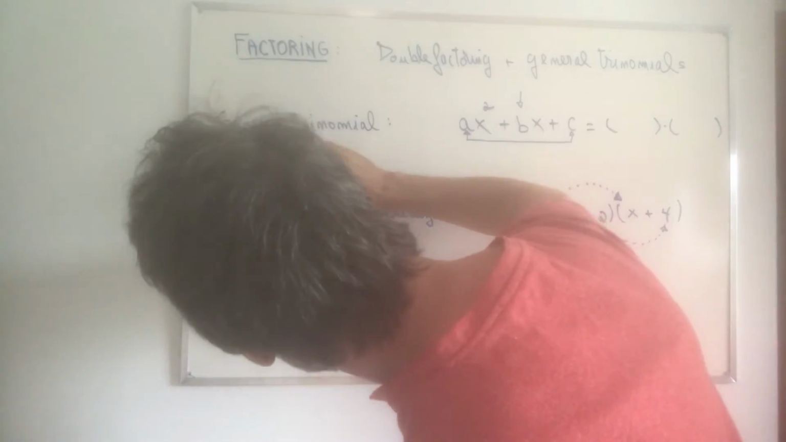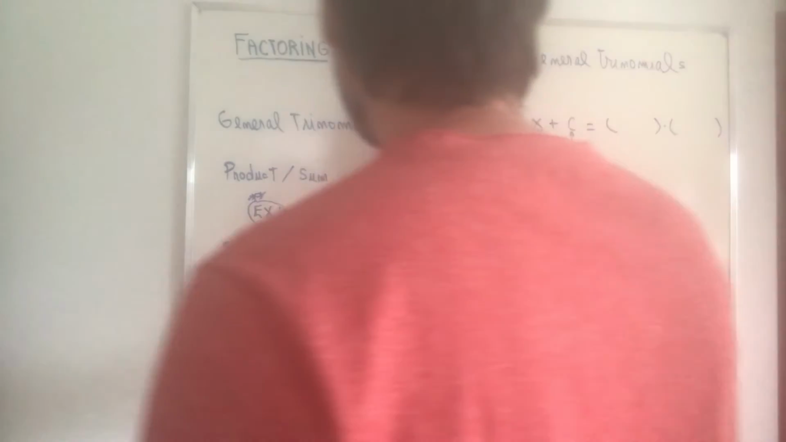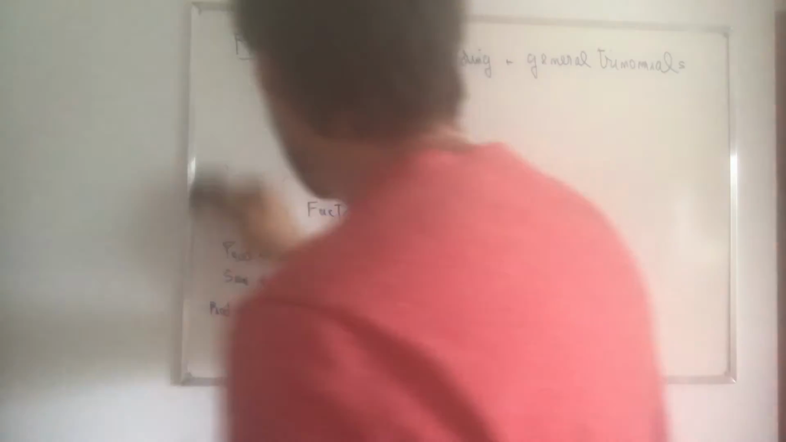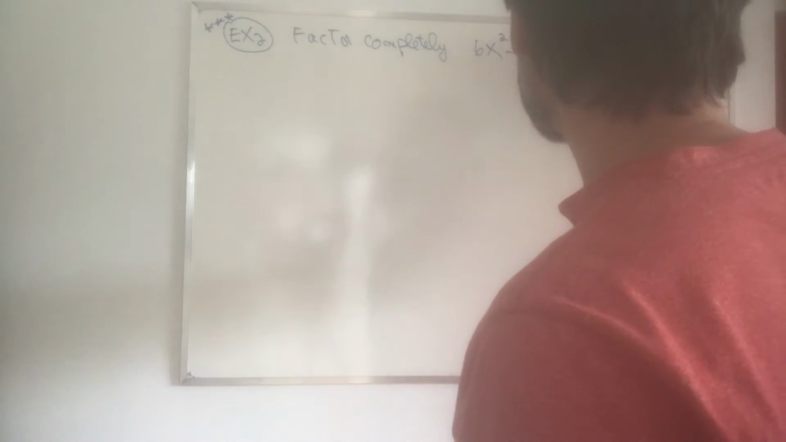So let's see if we can do another example here. Factor completely. Why don't we get rid of this? We don't need it no more. We don't need that heading anymore. So, example 2. Let's hike this up a little bit to perhaps 3 stars. Factor completely the following trinomial: 6x squared minus x minus 12.